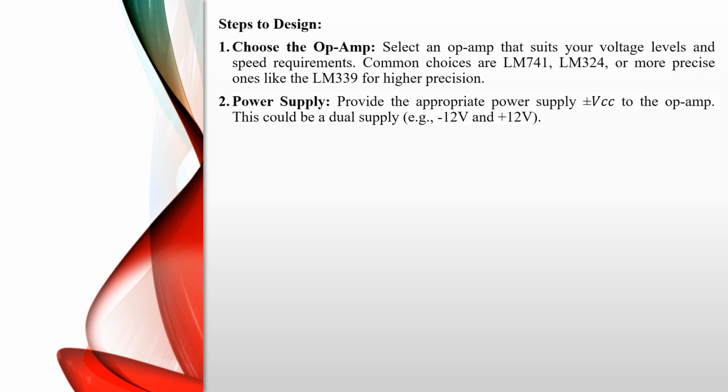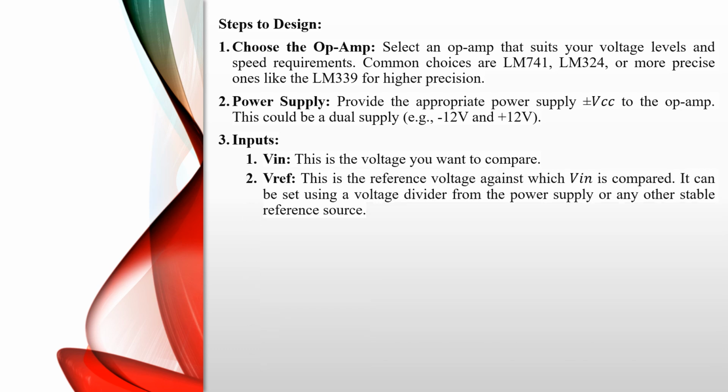Next, we have to choose the input, that is V in. This is the voltage you want to compare. Next, V reference. This is the reference voltage against which V in is compared. It can be set using a voltage divider from the power supply or any other stable reference source. Right. Next, what is the operation?